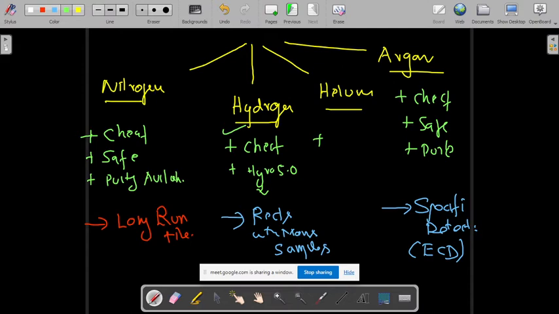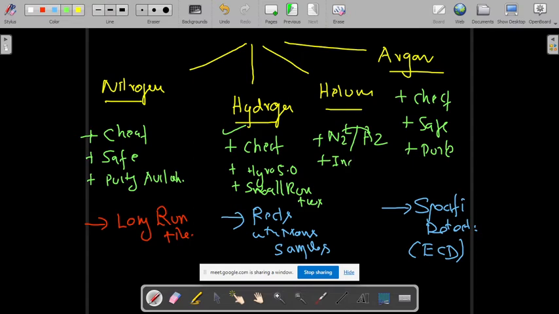Helium is a compromise between nitrogen and hydrogen. It comes somewhere in between. Also, in hydrogen, I forgot to mention, it has a very small run time. Helium is something in between nitrogen and hydrogen. It is comparatively safe. It has a good run time. It is inert; it does not react.